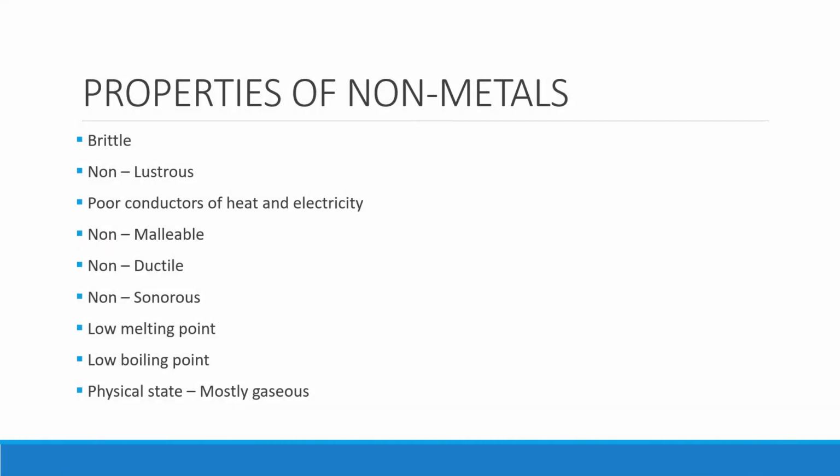Let us discuss the properties of nonmetals. Non-metals are brittle in nature and they are non-lustrous. They are poor conductors of heat and electricity. Non-metals are non-malleable, non-ductile, non-sonorous, and they have very low melting and boiling points. Physical state of non-metals are mostly gaseous.